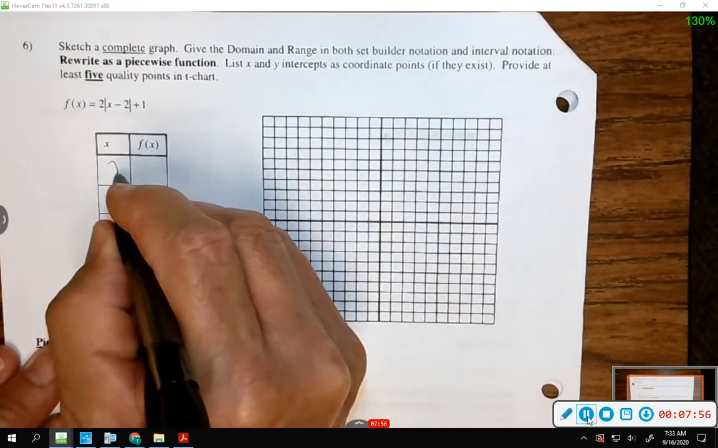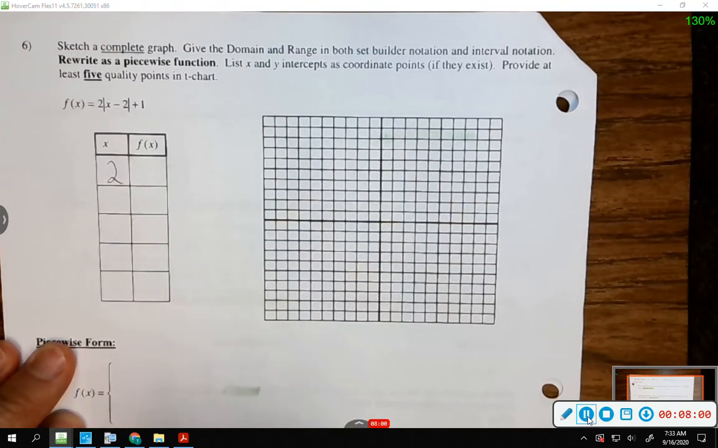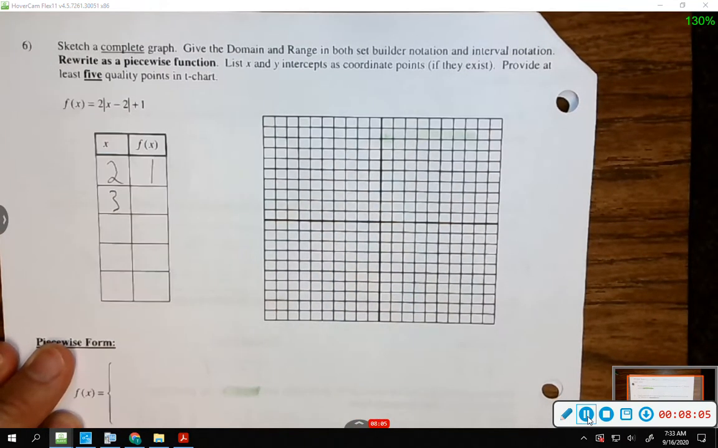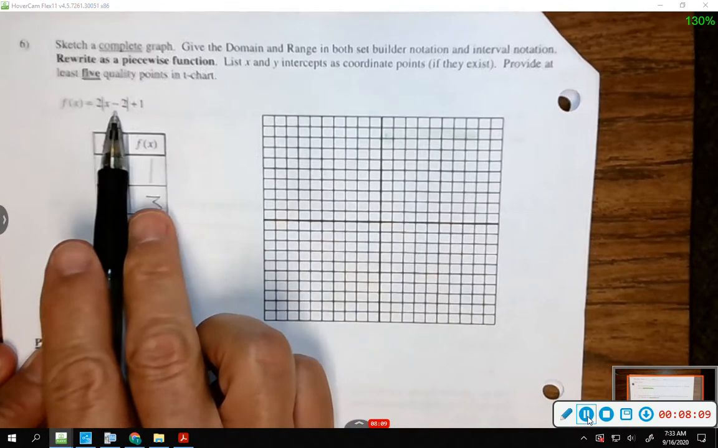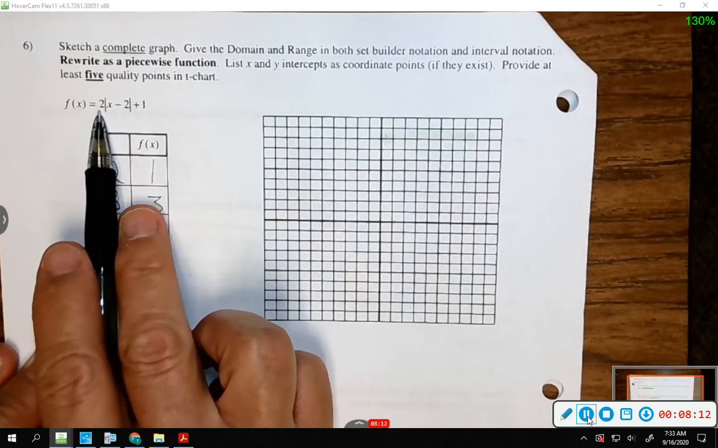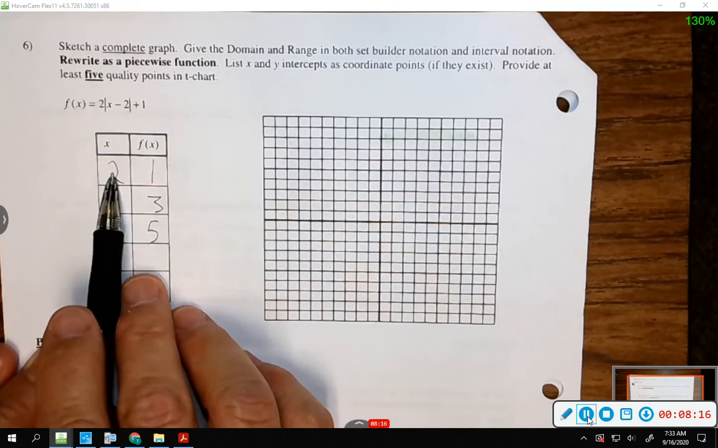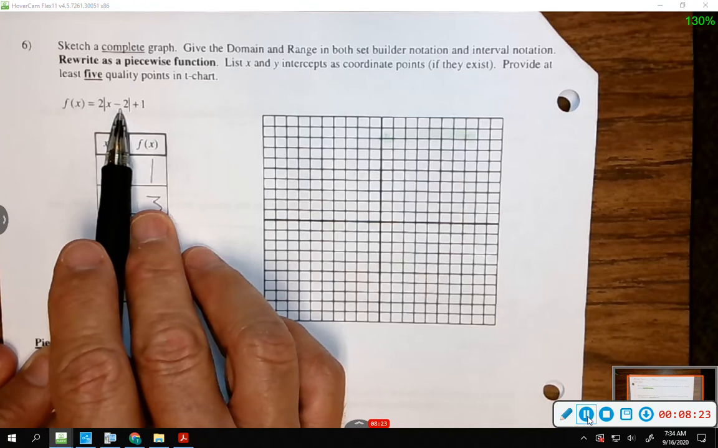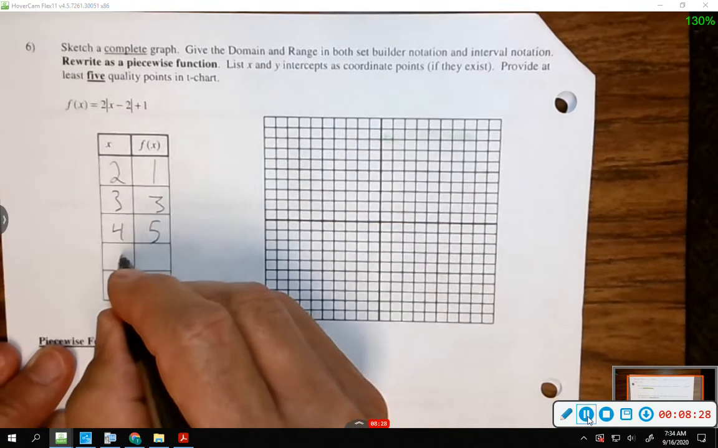I can plug 2 in. 2 minus 2 is 0. 2 times 0 is 0, and 0 plus 1 is 1. If we plug 3 in, we end up getting 2 plus 1 is 3 back out. If we plug 4 in right here, absolute value of 2 is 2, times 2 is 4, plus 1 is 5. But we need to go to the other side of this most interesting value of x. So if I plug 1 in, 1 minus 2 is -1. The absolute value of -1 is +1, times 2 is 2, plus 1 is 3.